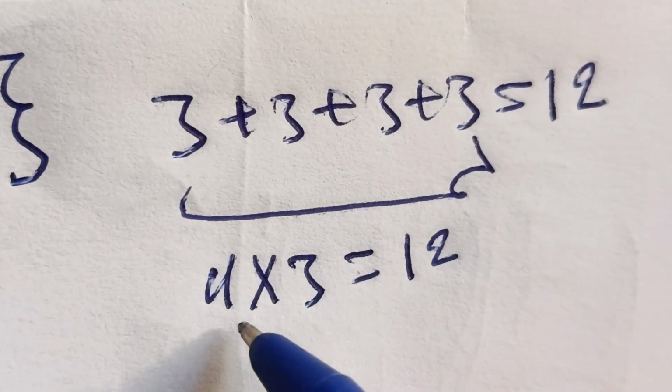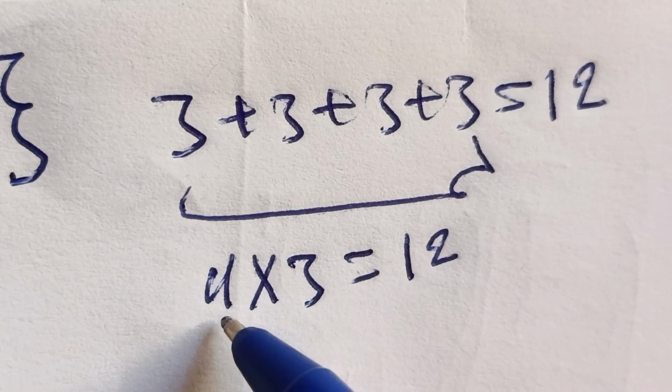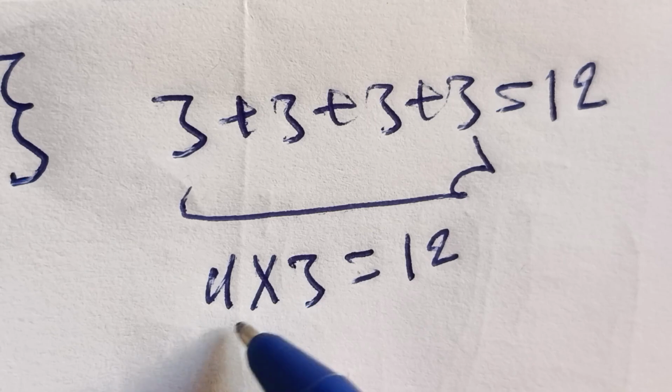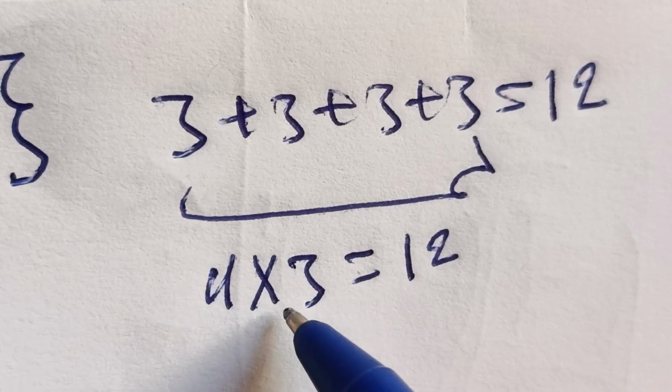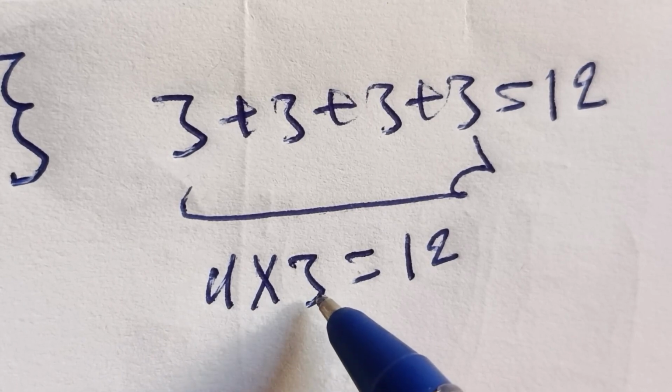In multiplication, the first number shows how many times the second number is added. In this example, 4 and 3 are the multiplication factors and 12 is the product.